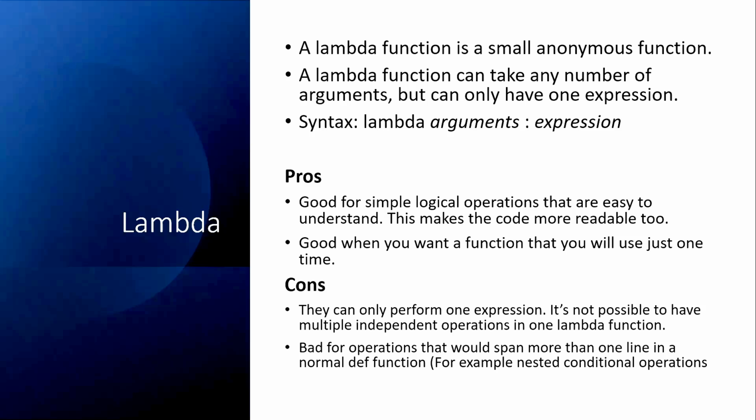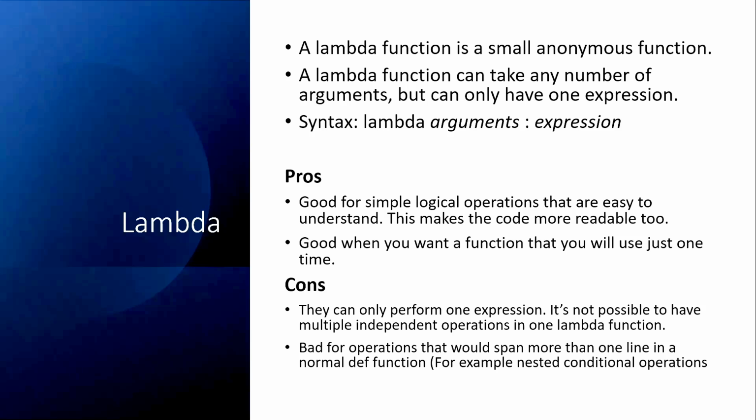The pros of lambda is it's good for simple logical operations that are easy to understand. This makes the code more readable too, and good when you want a function that you will use just one time. The cons or drawback is they can only perform one expression. It's not possible to have multiple independent operations in one lambda function. And the second one is they are bad for operations that would span more than one line in a normal def function.